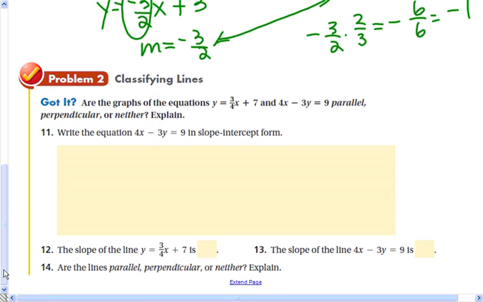All right? Go ahead and try this one on your own. You can check back for the answers.